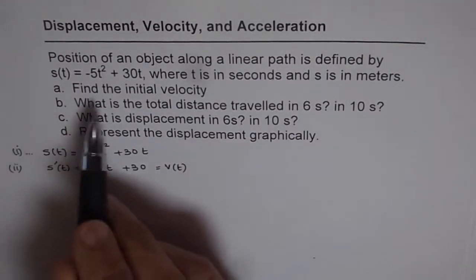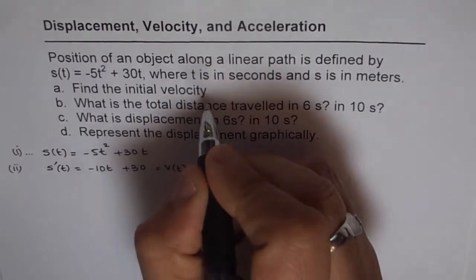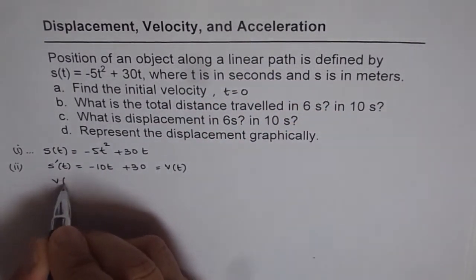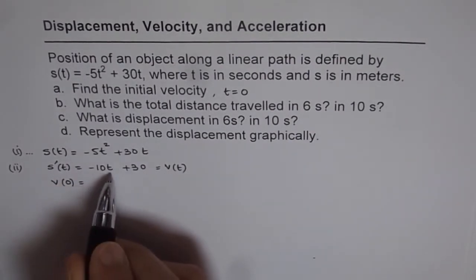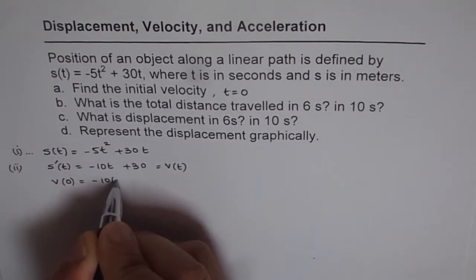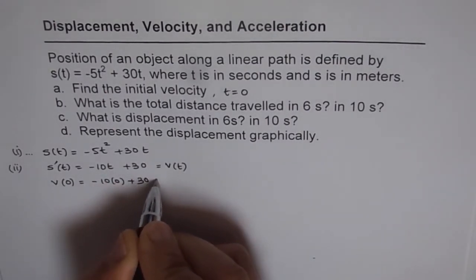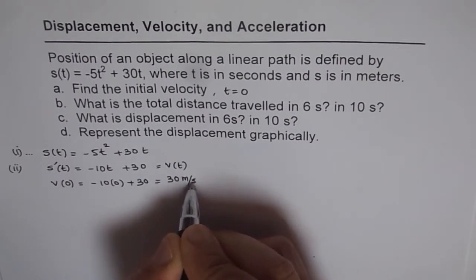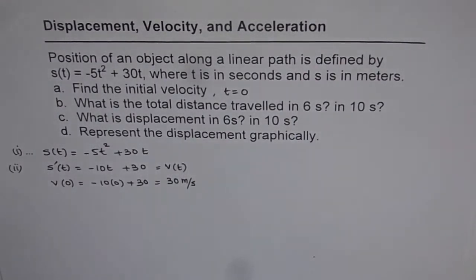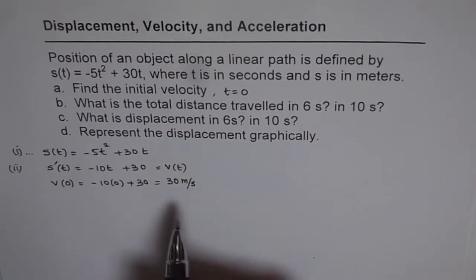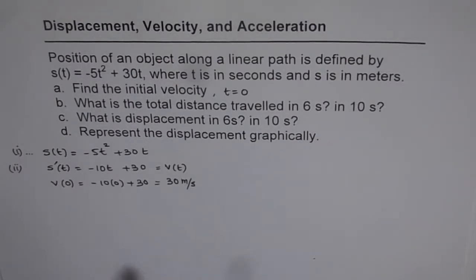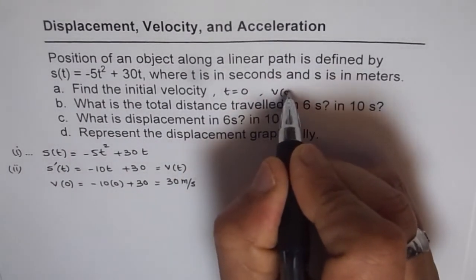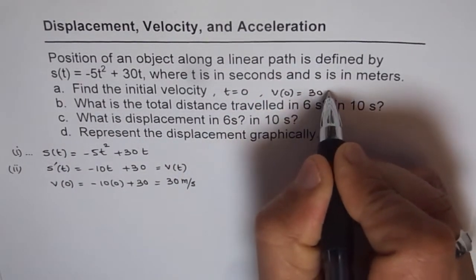Now if you want to find initial velocity, we are assuming that to be at t equals 0, right? So that is v of 0 equals, we'll plug in 0 here, and we say minus 10 times 0 plus 30, and we get our initial velocity as 30 meters per second, right? It's important to write units in your answer. So I've just shown you work here. I'm not writing answers separately, but initial velocity is, now we can write here, v0 equals 30 meters per second.